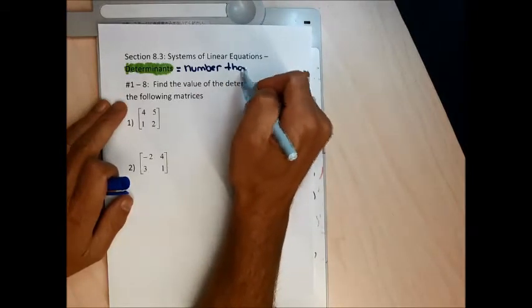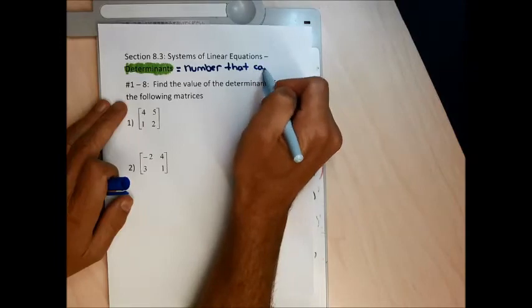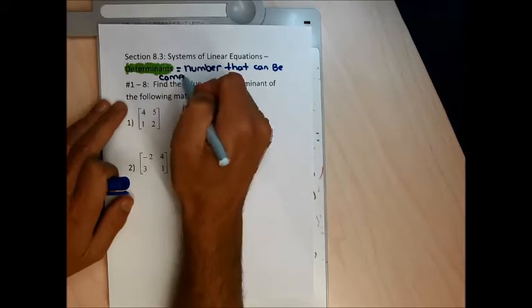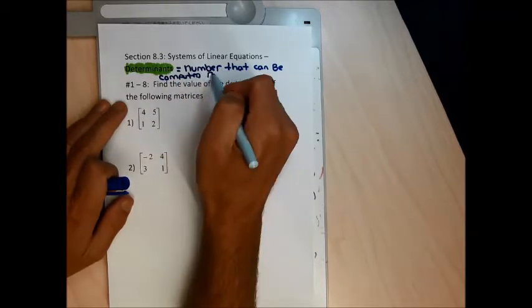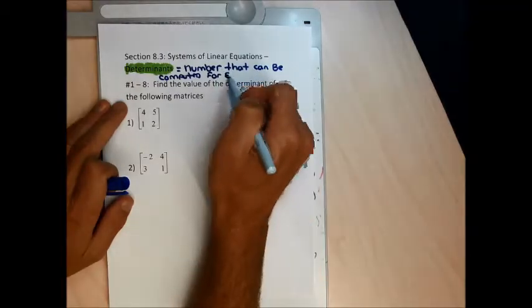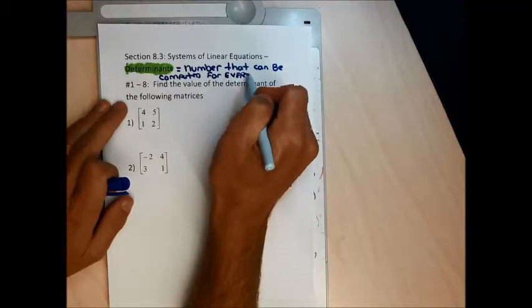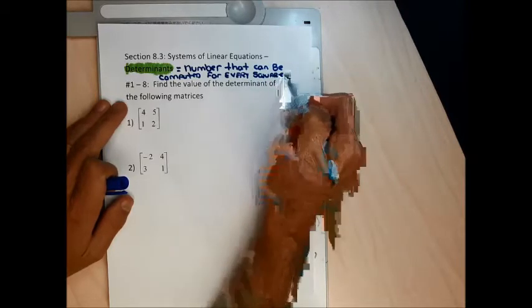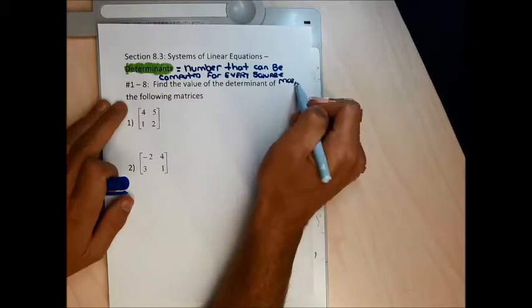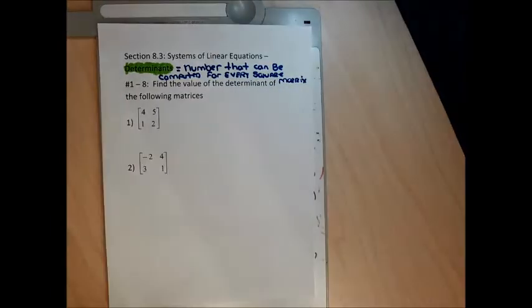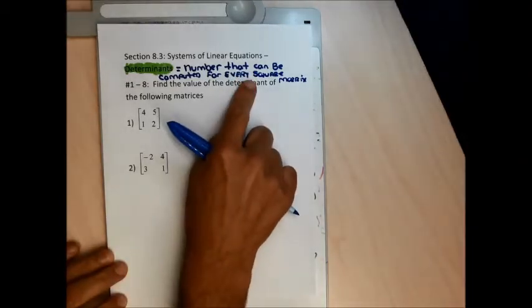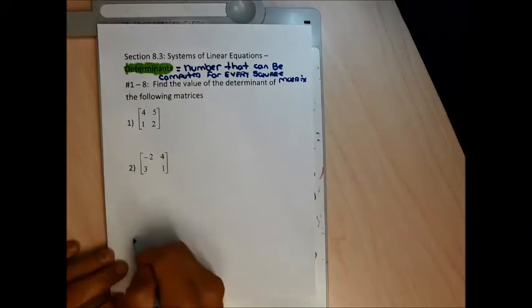That can be computed for every square matrix. And to be a square matrix, you have to have the same number of rows as columns. These are both square matrices on this page, and they have a number called the determinant that's associated with them.